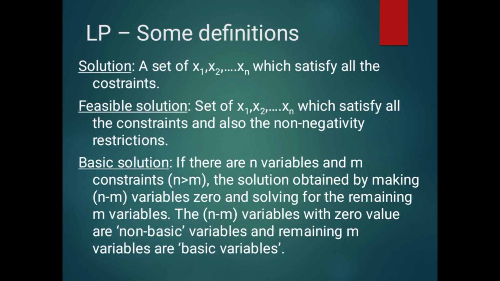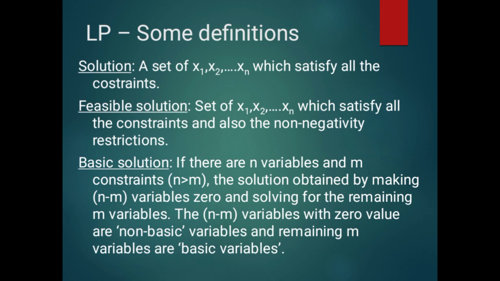The basic definitions: a set of x1, x2, etc., xn which satisfy all the constraints is called a solution. A set of x1, x2, x3, etc., xn which satisfy all the constraints and also the non-negativity restrictions is called a feasible solution.